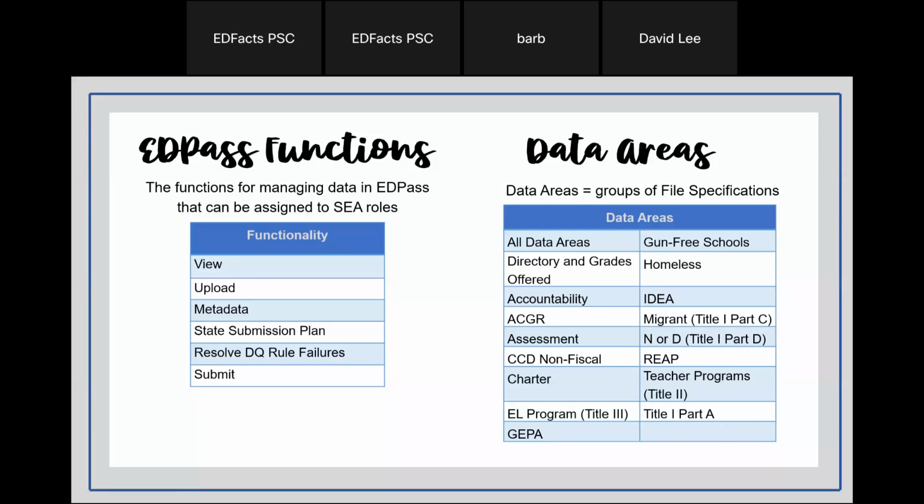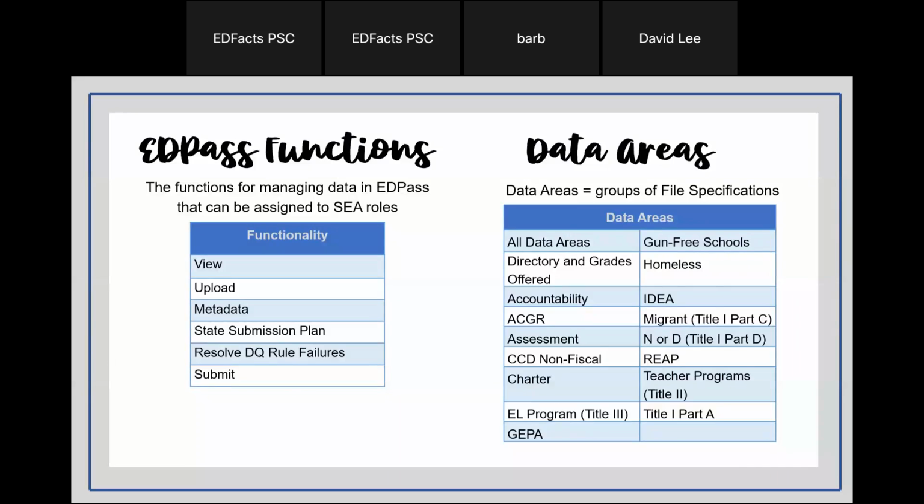So resolving data quality rule failures is a big deal, which is the other reason why I included so many points of contact in the email that I sent last week. The reason for that is because I know not everyone knows who their migrant point of contact is or their neglected and delinquent point of contact. So we tried to incorporate all those different data areas' points of contact in that spreadsheet so you guys can start communicating and figuring out processes. So that would be the next step in your process of roles.